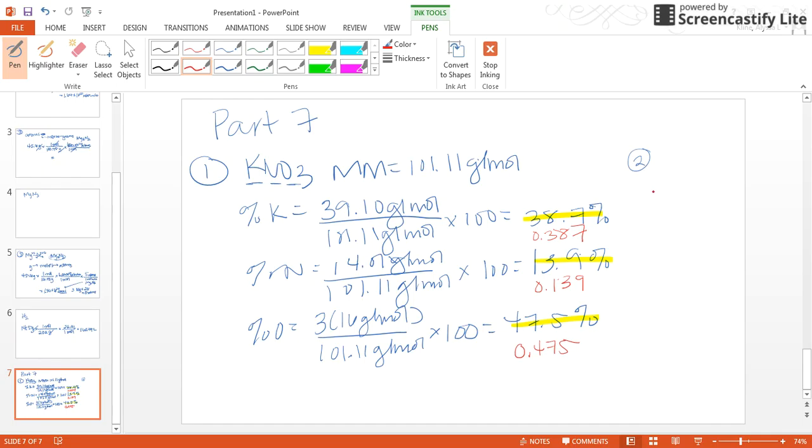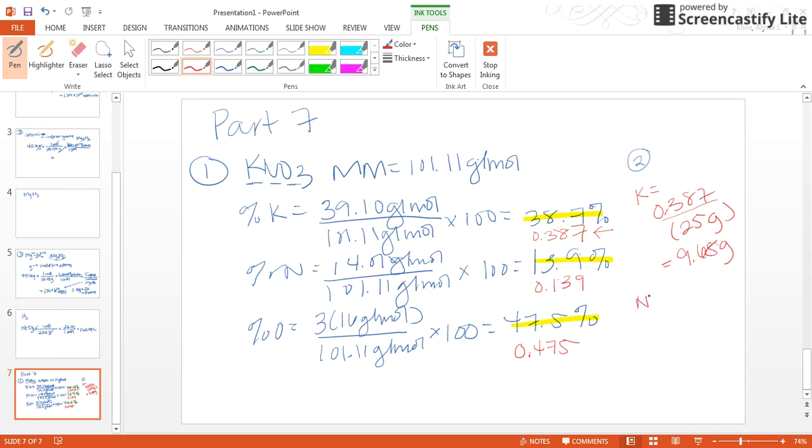Okay, so for number 2 now, we will use these numbers we just converted, and we're going to multiply by the total sample we have. So we have 25 grams. So if I want to know how much potassium I have, I'm going to take the 0.387, and I'm going to multiply it by the 25 grams, which is how much our sample is. That tells me that almost 0.4 of what I have should be from potassium. So if I go ahead and multiply that, we're looking at 9.68 grams.